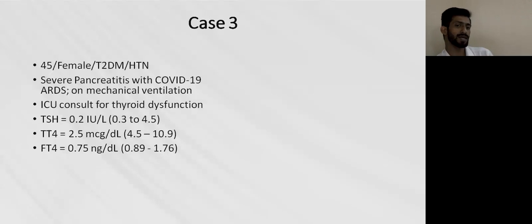So here we have a 43-year-old lady who's a diabetic hypertensive who's currently admitted in the ICU with COVID-19, ARDS, associated severe pancreatitis, and on a mechanical ventilator. The ICU consult is for a thyroid dysfunction. And the dysfunction is this. TSH is 0.2, free T4 is 0.75. And in this case, since this might play a role, I have also checked a total T4, which is 2.5.